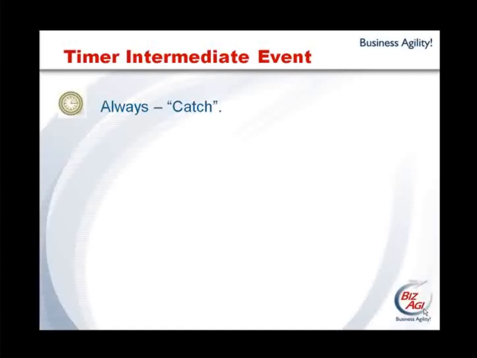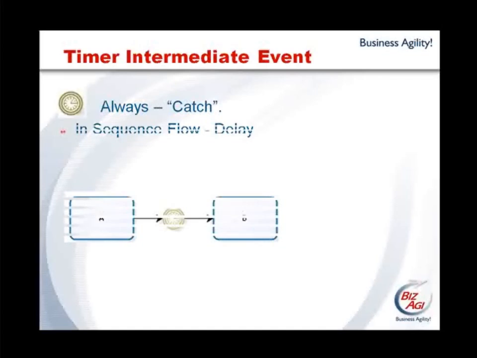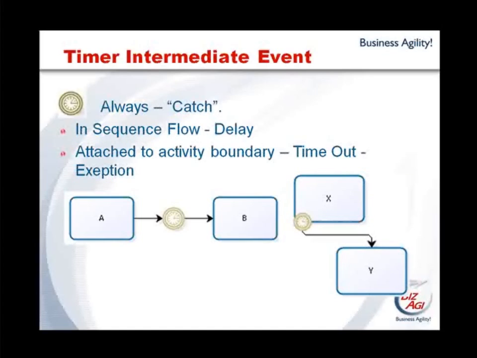The timer intermediate event indicates a waiting time within the process. This type of event can be used within the sequential flow of the process, indicating a waiting time between the activities of the process, or joined to the borders of an activity to indicate an exception flow when a timeout occurs.